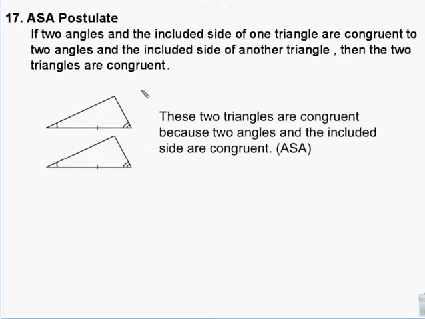Now we have angle, side, angle. If 2 angles and the included side, so this is the side in between the 2 angles, are congruent to the 2 angles and the side of the other triangle, that's angle, side, angle. And that's what we have right here. We have angle and then a side and then the angle.